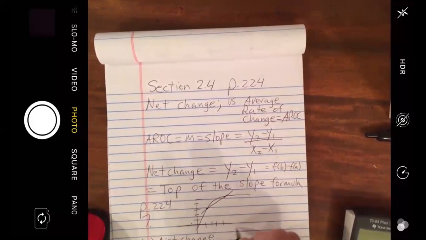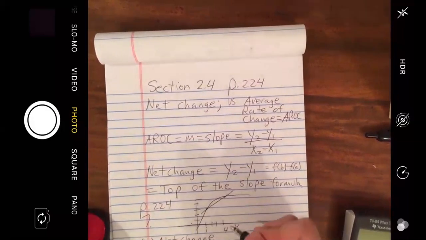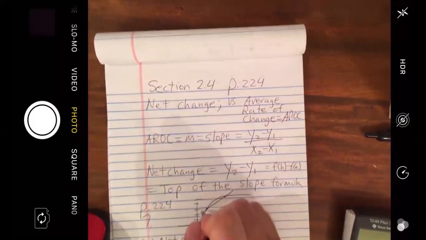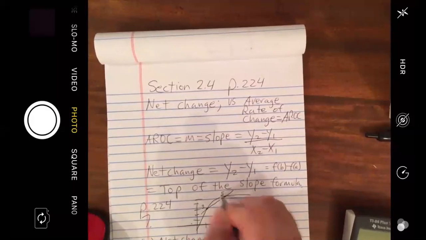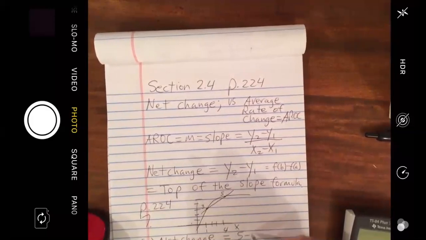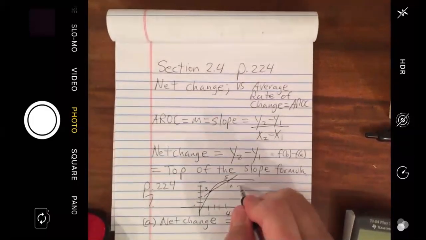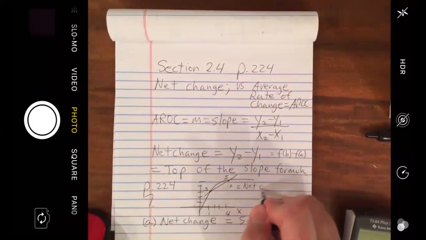This is x, this is your x, this is 1 and 4. And your y's are at 3 and 5. Your net change then is 5 minus 3, which is 2. And you can see vertically, you have 2. Net change.